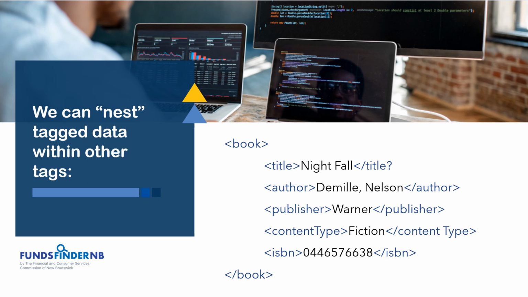Second, we can nest tags within tags to track information about something or manage data that belongs together in a logical way. For example, in the case of tracking information about a book, we can create tags for the title, author, publisher, etc. Note that we can continue to nest further within tags. For example, we could have broken up the author tag with subtags for author first and last name.